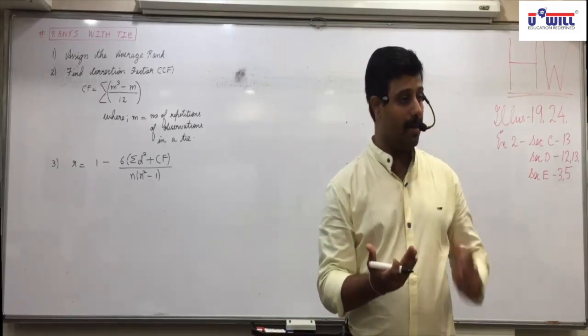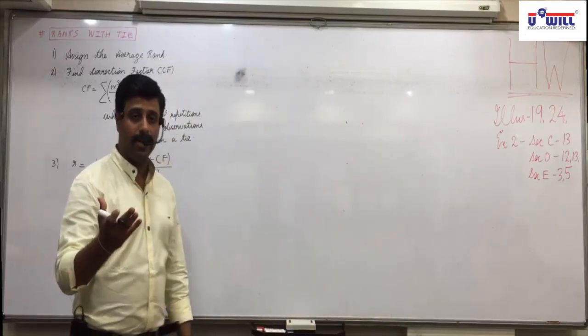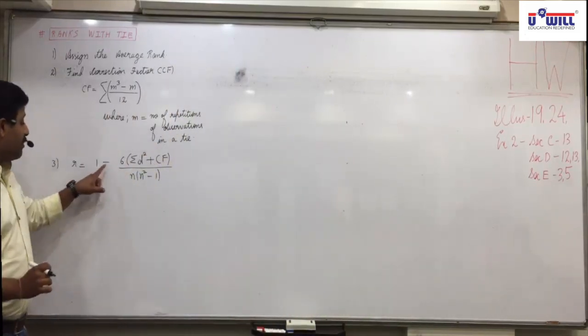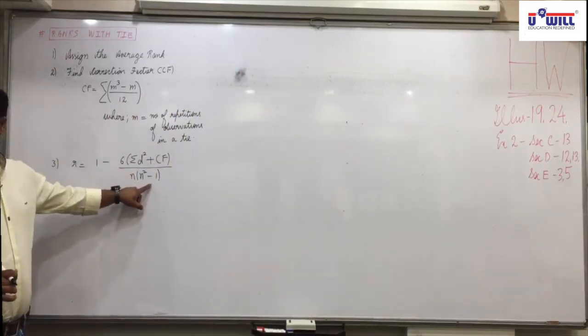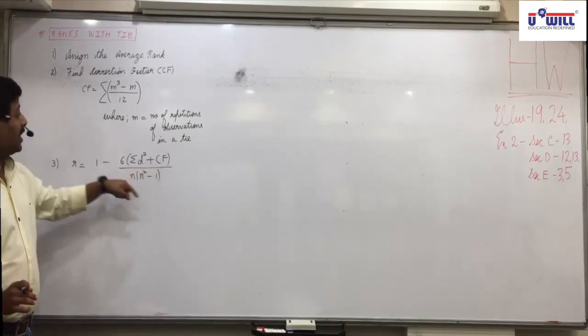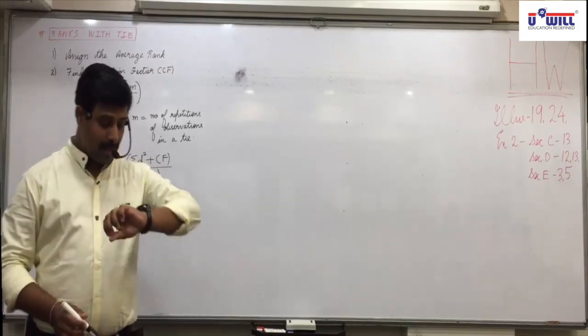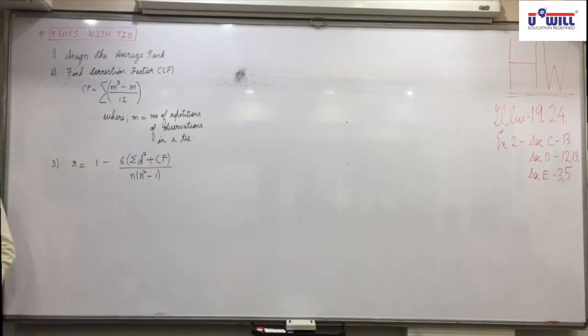Just practice and you will automatically remember. Useless things are not given to write. Only where it's required do I write. So this formula you have already done: 1 minus 6 sigma d square upon n into n square minus 1. Just remember, in the numerator we have to add CF. And this is how we find CF. Understood this everyone? So look at exercise 2.3, question number 5.